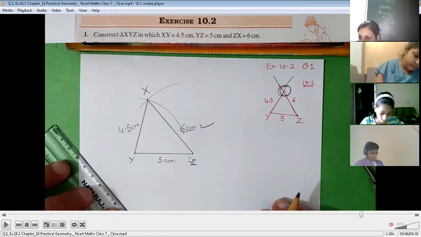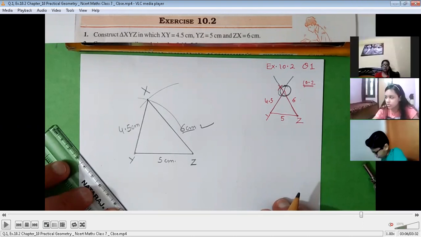Next, again, take your compass of 6 centimeters. Again, put your needle on point Z and cut an arc. The point which you have got in the middle, just join that point with Y and Z. Your triangle is ready. Clear? Mahi, Utkarsh.